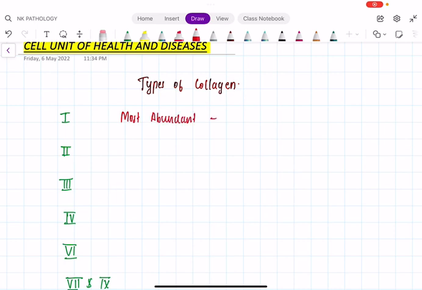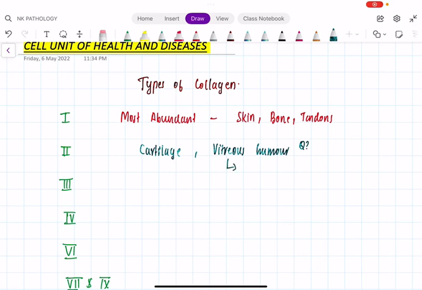Type 1 collagen, the most abundant collagen, is present in skin, bone, tendons. Type 2: cartilage. Of course you will remember cartilage, but the question the examiner will ask you is vitreous humor. Question: vitreous humor has type 2 collagen. How do I remember? Vitreous is present in our eyes, so we have 2 eyes, so type 2 collagen.